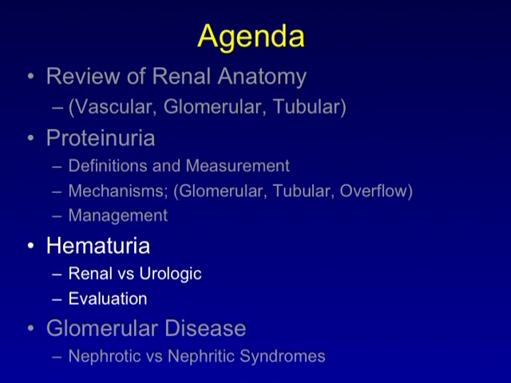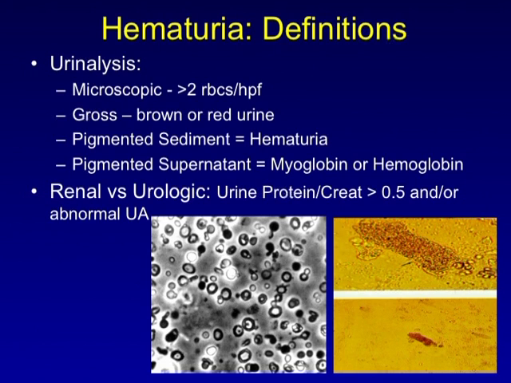Okay, I'm going to switch gears, because proteinuria can occur in isolation as a primary kidney disease, or it can occur with hematuria. So I'm going to go through hematuria, and then we'll bring them together in the final part. So some definitions. How do we define hematuria? Defined as greater than 2 red blood cells per high-powered field. Gross hematuria will typically be seen as brown or red urine. If you spin the urine down and you pack down red cells, it will look red. But if you have a pigmented supernatant, you want to think about a heme-containing protein, such as myoglobin or free hemoglobin, as you might see in rhabdomyolysis or in an autoimmune hemolytic anemia.